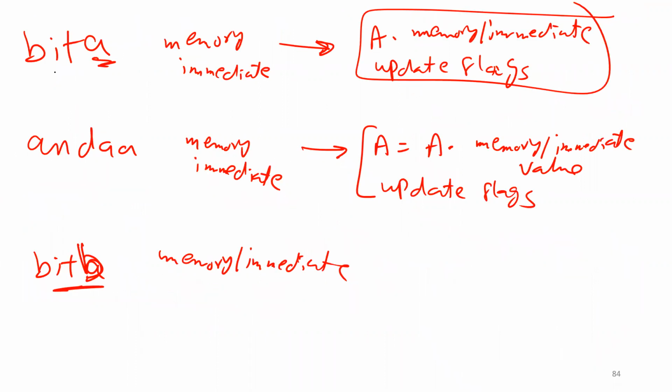This instruction is called BIT A, and then you put here a memory location or immediate value. This instruction, guys, is going to do an AND operation. It's going to update the flags, and it is not going to store the result anywhere, similar to compare. The result is not going to be stored in A, because you just want to compare.